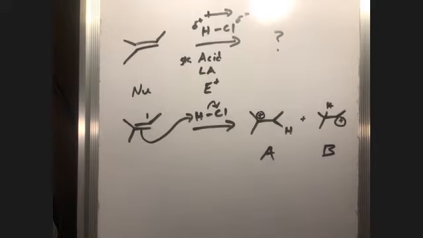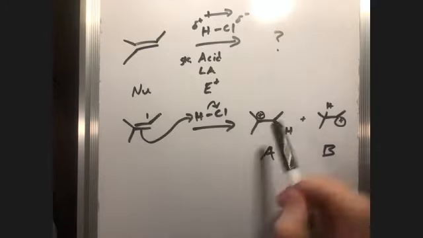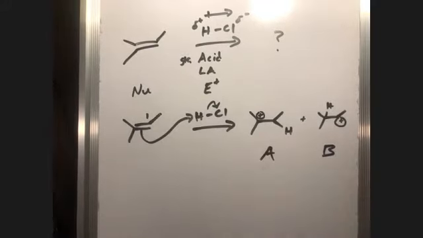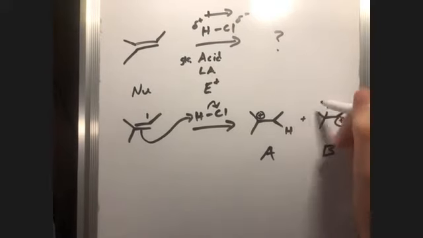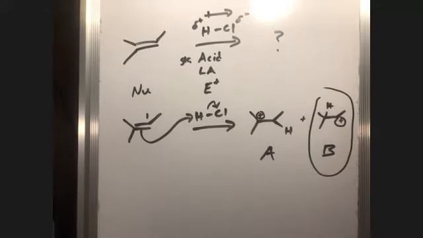Yeah, exactly. A is more stable because it has more substituents. Right, it's a tertiary carbocation. Right, 1, 2, 3 carbons. So B, this doesn't form in significant quantities. So I'll just put an X through it for now.